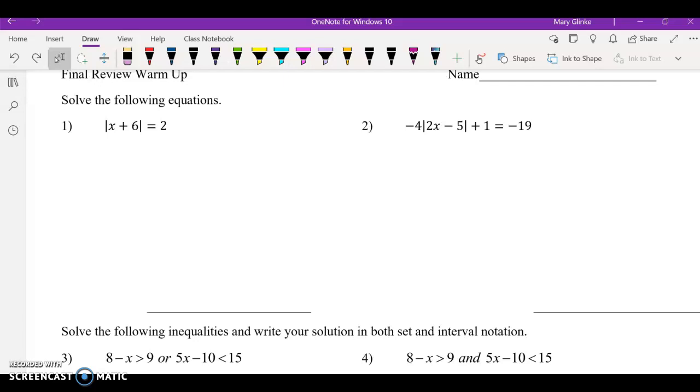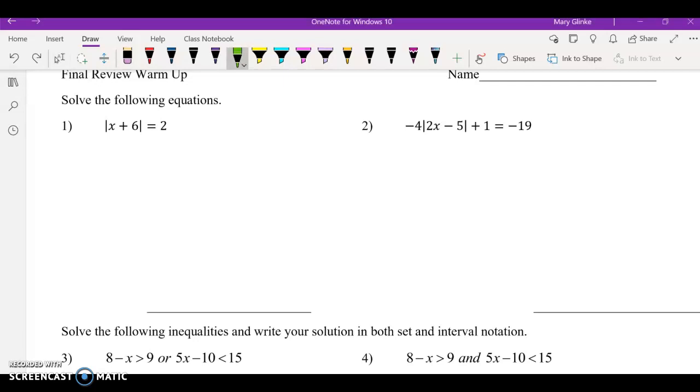Hello. For this warm-up, we're going to be working on solving absolute value equations and compound inequalities. As with the other warm-ups, go ahead and try all of the problems first, like you're taking your final, and then come back here and go through each one and mark it up and see how it went for you.